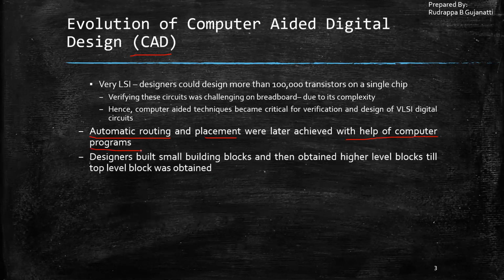Then designers built small building blocks and then obtained higher level blocks till we obtained the required functionality. So we start with the smaller chunks and build the larger chunks, and whatever features are required will be incorporated with the help of those smaller building blocks. So that is how computer aided design came into existence.